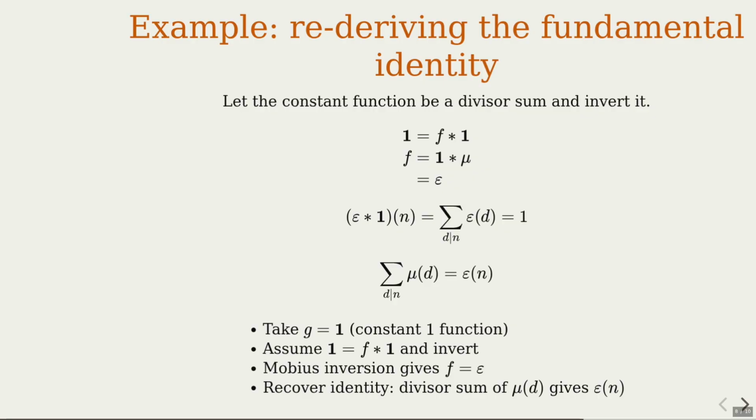Yes. When you convolve epsilon with the constant 1 function, only the term with divisor equal to 1 survives, so the result is always 1. Rewriting that convolution as an explicit divisor sum recovers the familiar identity that the sum of mu over the divisors of n equals epsilon of n.